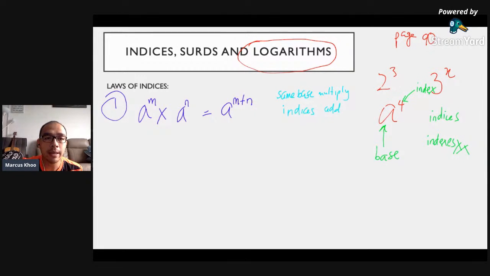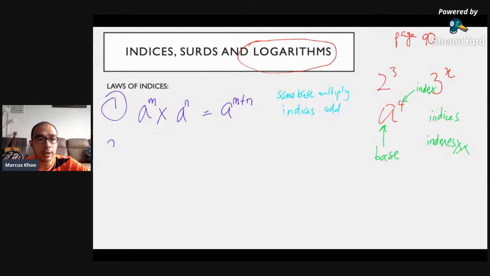Okay, kalau the same base kita multiply, okay, the indices yang kita kasih campur. Okay, we don't multiply the indices. Okay, kita tidak mendarab the index. Okay, and that's the first law.